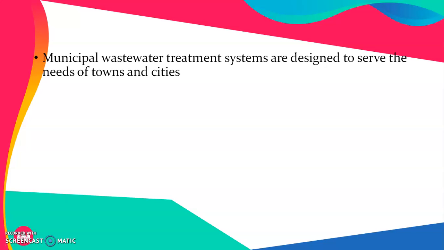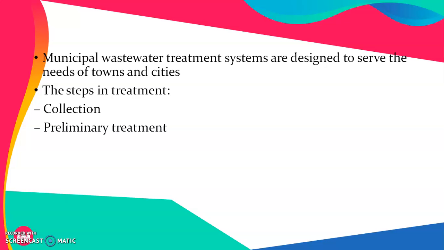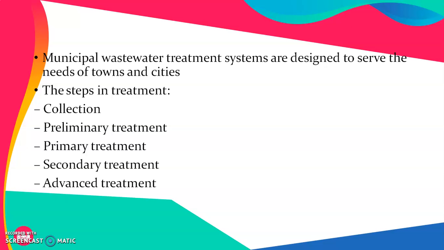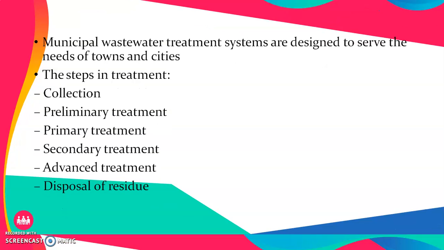Municipal wastewater treatment systems are designed to serve the needs of towns or cities. In such treatment plants, conventionally, the systems involved are the collection of wastewater, then preliminary treatment, primary treatment, followed by secondary treatment, and advanced or tertiary treatments. After that follows the disposal of residue, in the form of liquid waste, which is the treated wastewater, and the sludge, which might be semi-solid in nature and needs careful disposal.